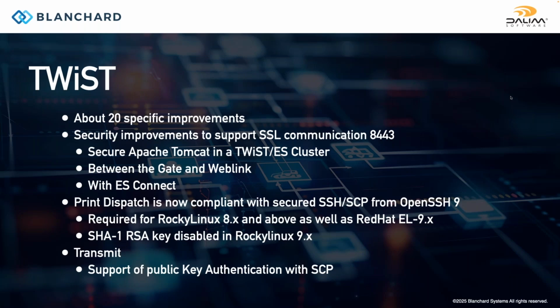They've had to do some work because, as the OSs have progressed since Rocky Linux 8 and Red Hat EL9, there are new security standards built in. Some of what Dalim has relied on in the past, like the SHA-1 RSA key, is now disabled in the latest versions, and they have to address that with tools like Print Dispatch. So you can see, as time goes by, OSs are changing, and Dalim's having to respond to a lot of the security changes.